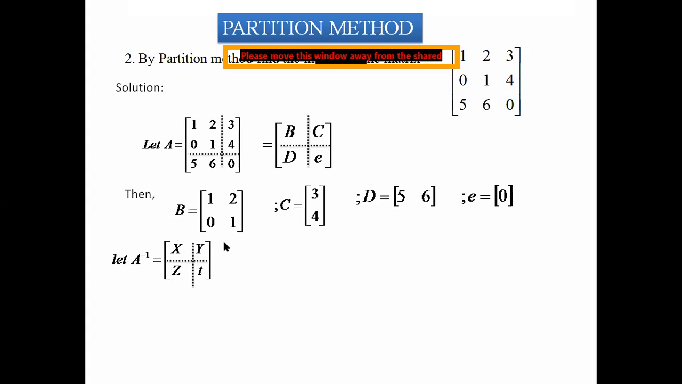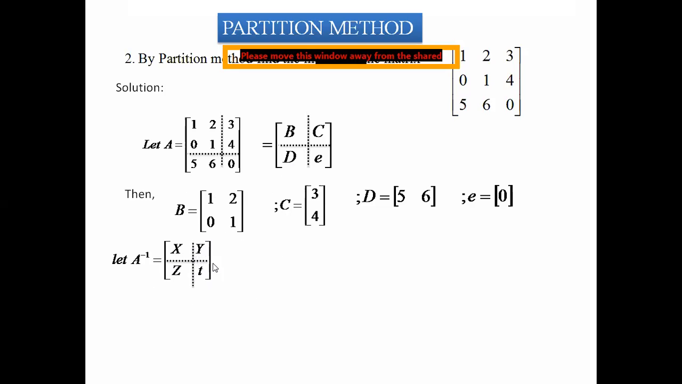You can directly write this one as X, Y, Z, T. We find all this separately. To get X, Y, Z, T, we write the formula in terms of the inverse of the matrix B. For that purpose, we are finding the inverse of B first. So when this matrix is given, directly you can write A inverse is equal to this matrix. But you have to find what is X, what is Y, what is Z, what is T.